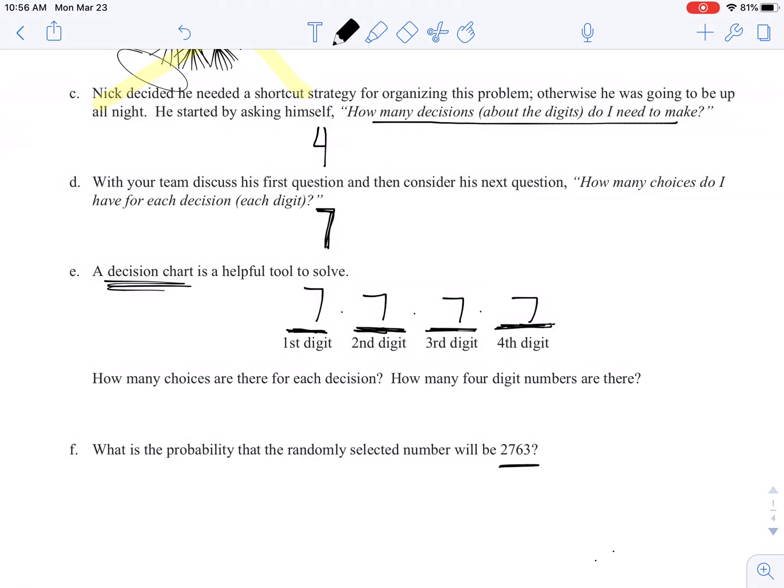And there's 2,401 4-digit numbers. So going back to the original question, what is the probability that the randomly selected number will be 2,763? That's going to be 1 out of 2,401.